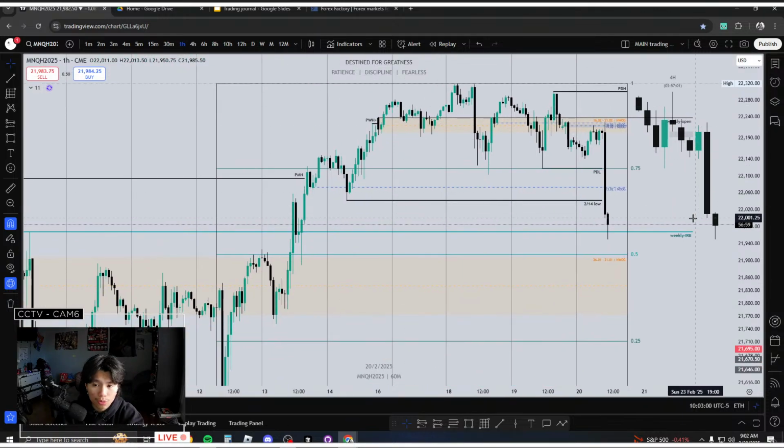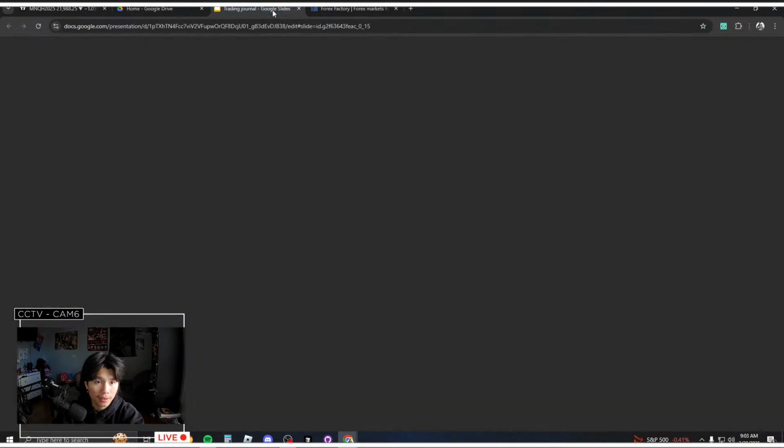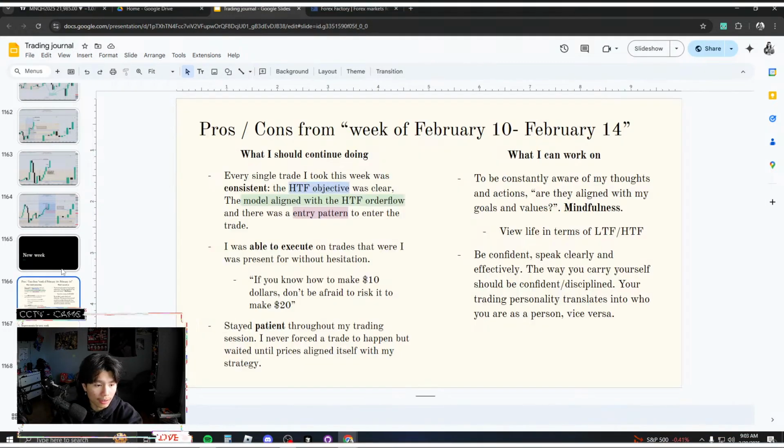Not entirely sure what price wants to do now, but I do want to go over here and look over the pros and cons with you guys. So coming into this week, I should continue to take consistent trades, right? In every single trade that I take, I should be able to identify what my higher time frame objective is. How am I going to align myself with the higher time frame, which is my model and my entry pattern. So those three components should always be present whenever I'm taking a trade. I should be able to identify those things, right?